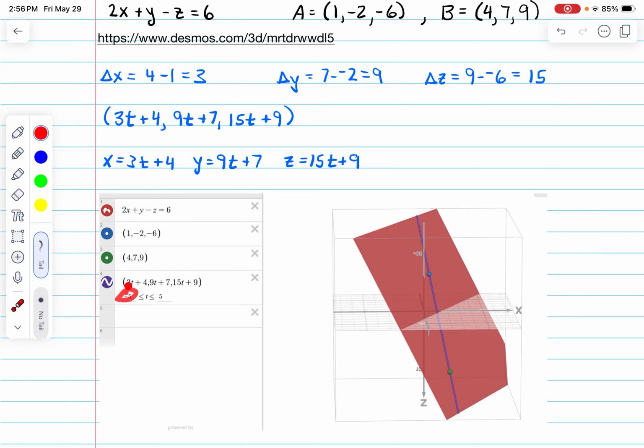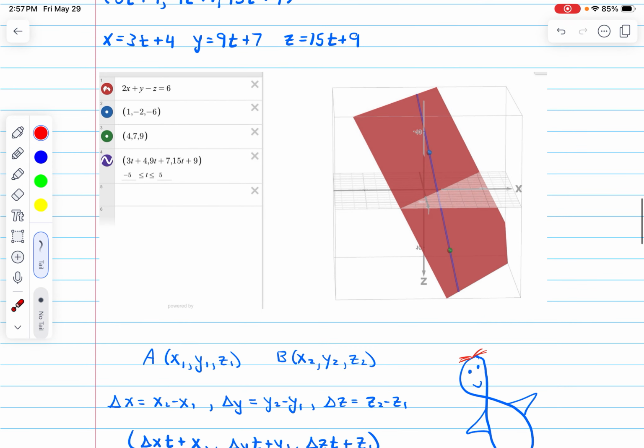And I had to change the values for t a little bit so I could get a broader perspective. The t started off going from 0 to 1. Well, I need more than that. I need more points than that. So here's what it looks like. And look at that. That's a line out here in space that you found.